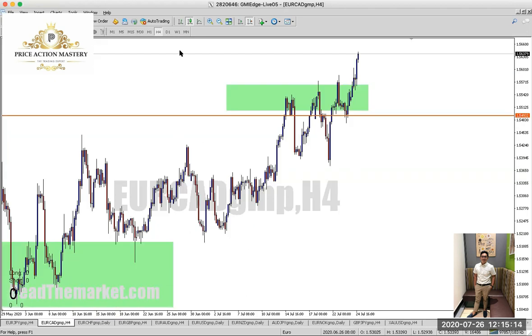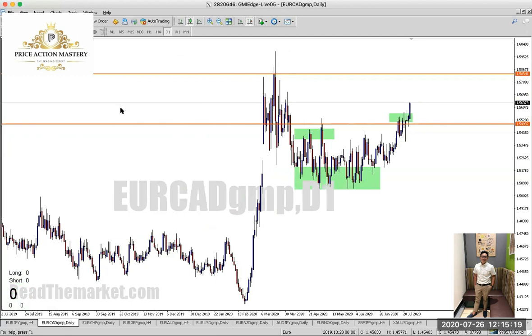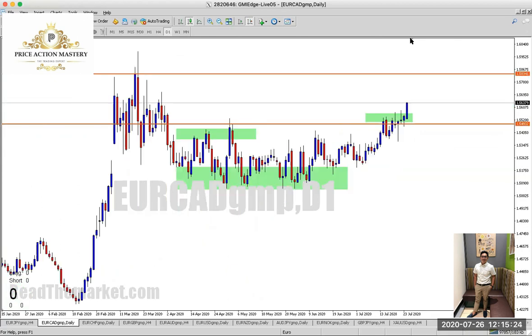The next will be Euro CAD. Euro CAD view, very nice advancing. I was profiting with my students, and I believe some of them are still holding. That day we were just buying around this week, and then the market just advanced. From here to this level, we made more than 300 pips. Why? Because we understand and follow the market story.